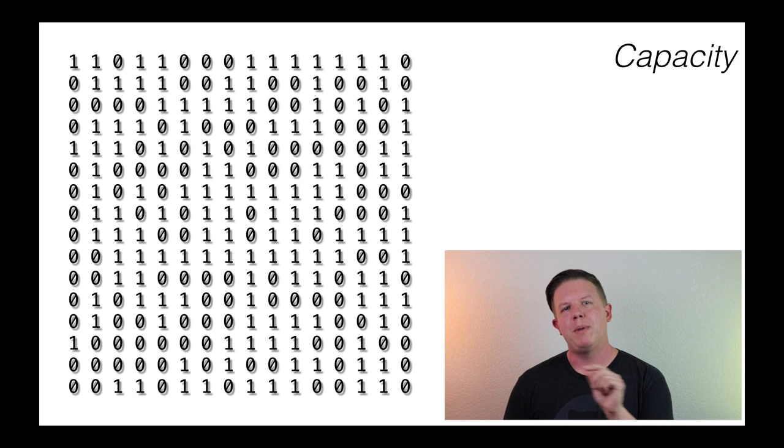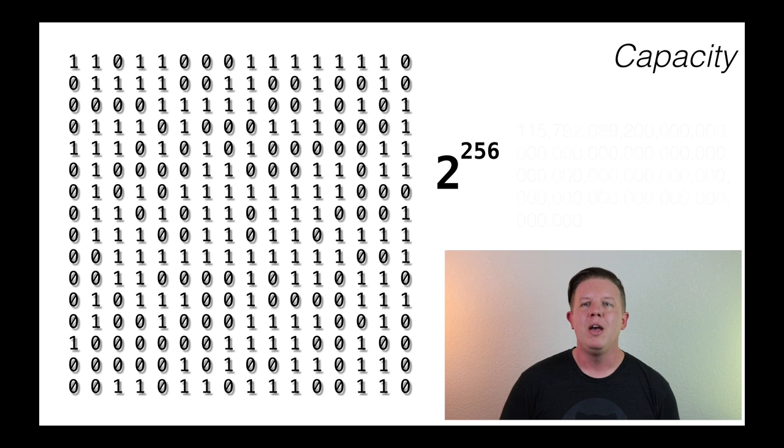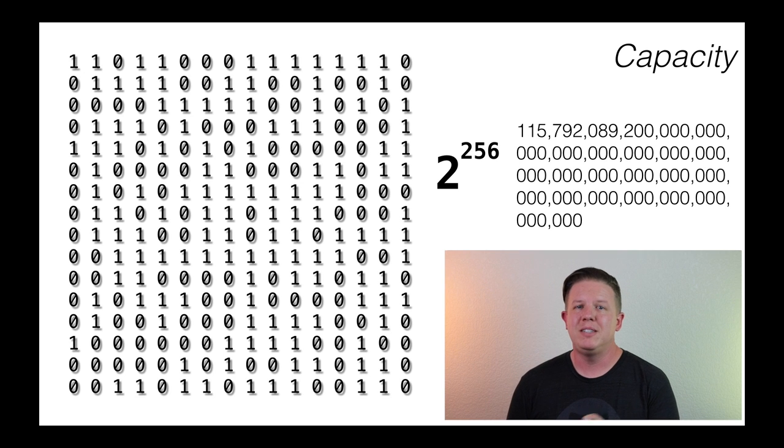Remember, it's 2 to the power of the length of the array, so 2 to the 256th power, which is 1 with 77 zeros after it. This is a very large number. It's not quite the amount of atoms in the observable universe, but we're getting up there. So you can contain a lot of different data representations in a simple 256-bit array.